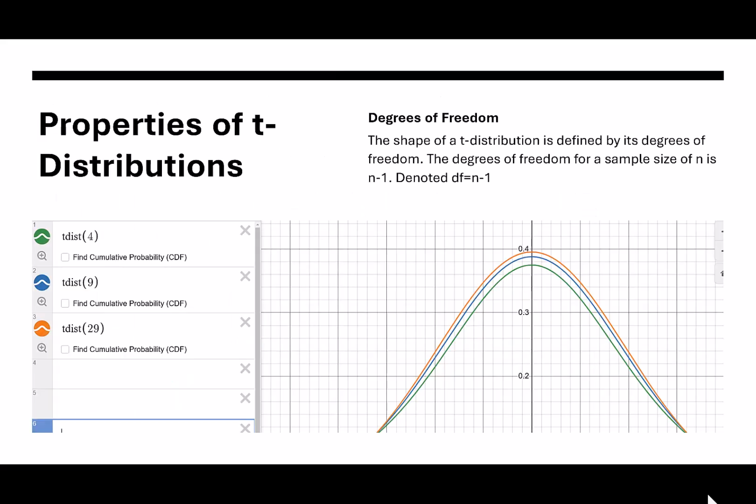The shape of a t-distribution is defined by its degrees of freedom. The degrees of freedom for a sample size of n is n-1. This is often denoted df for degrees of freedom. Notice in our graph, with 3 different degrees of freedom, we have 3 different heights to our distribution. Let's take a closer look at that.